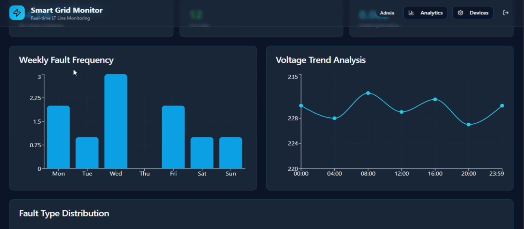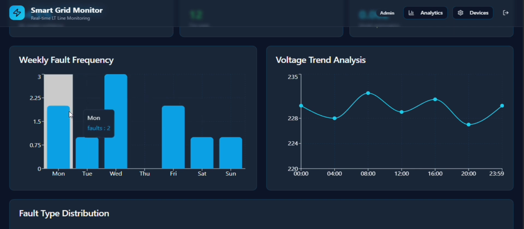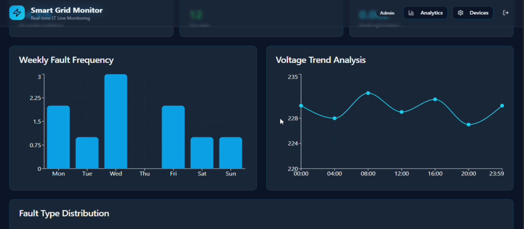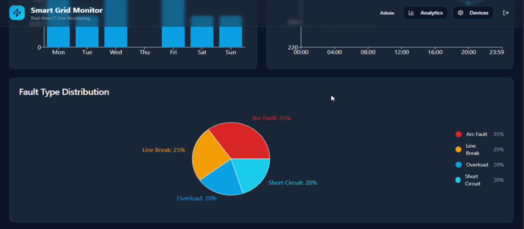This is weekly fault frequency. The faults occurring each day. Like on Monday there are two faults, on Tuesday there is one fault. This is all arbitrary data. Voltage trend analysis. How much voltage is coming according to the time, or the time dependent voltages. At each time, how much voltage is coming.